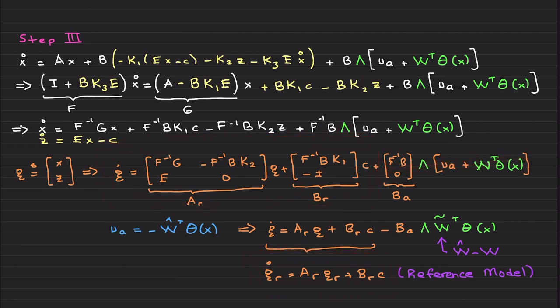But before going to that, let's select u A to be W minus W hat transpose multiplied by the known basis function. And you arrive at Kc dot equals A R Kc, B R c, B A, and the rest are the adaptation related terms. Once again, this portion defines the ideal behavior in the absence of adaptation and uncertainties. So this is your reference model.